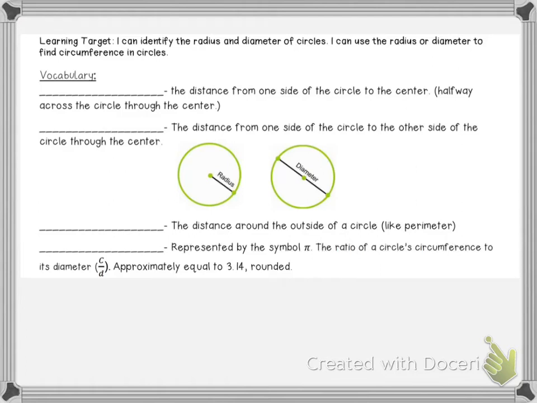Today we are going to talk about circumference and area of a circle. We're going to start with a couple of definitions. The distance from one side of the circle to the center, which is halfway across the circle, is called the radius. And the distance from one side of the circle to the other side through the center is called diameter.